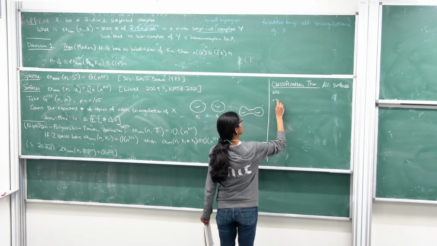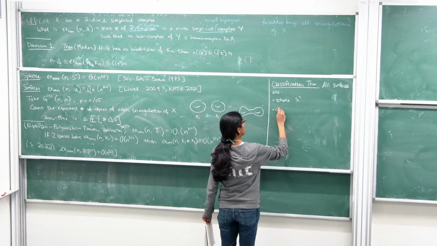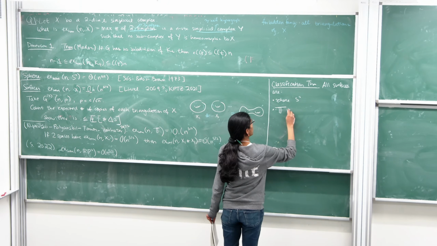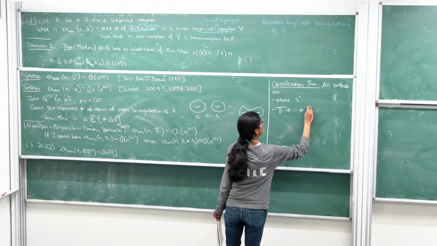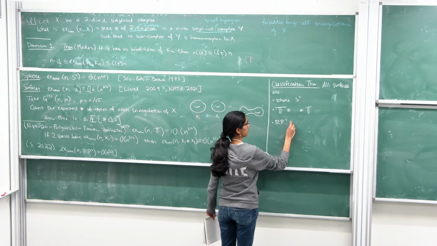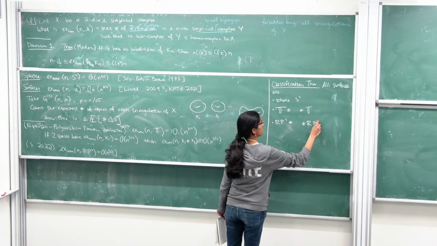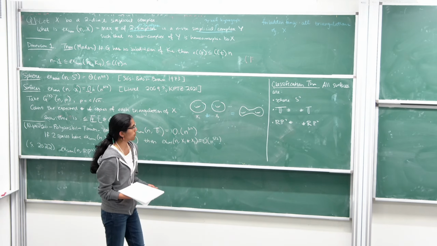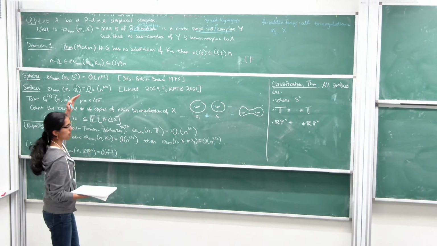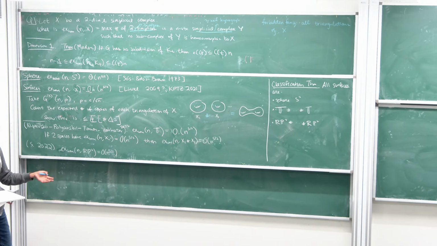All surfaces are either the sphere, a connected sum of toruses, or a connected sum of handle bodies. So, combining all of the results, this tells us that we know the bound for all surfaces.